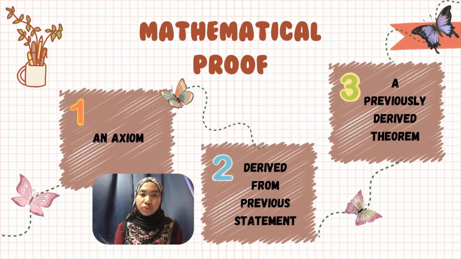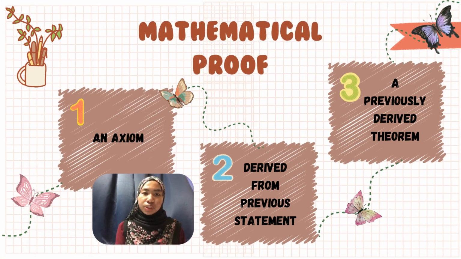In dealing with proof, there are 4 terms you will come across. A mathematical proof is a list of statements in which every statement is one of the following. Firstly, an axiom. Secondly, derived from previous statement. And lastly, a previously derived theorem.